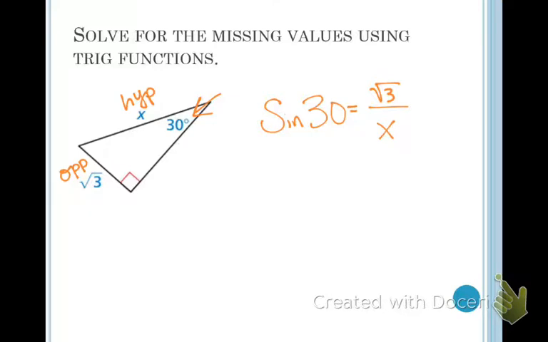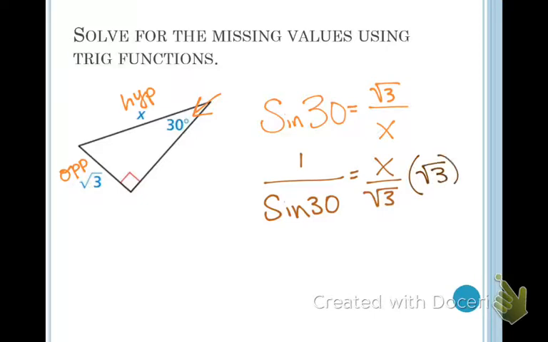Do I need to flip this one? Yes, I do. So on the left, I have 1 over sine of 30. On the right, I have x over the square root of 3. So now I'm going to multiply by the square root of 3. We're going to leave it like a radical.